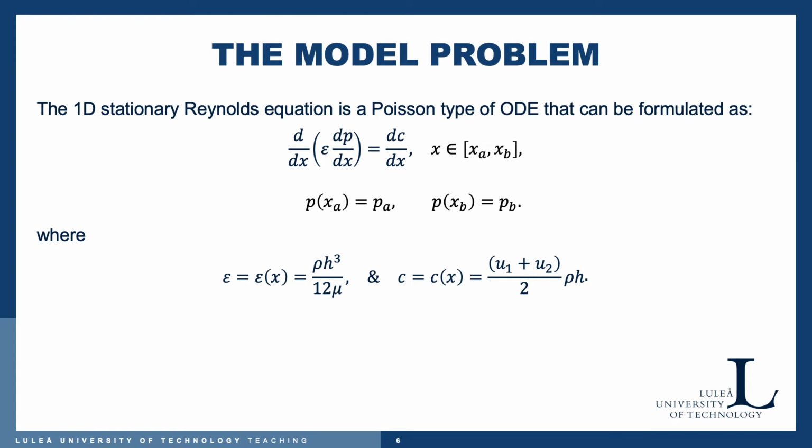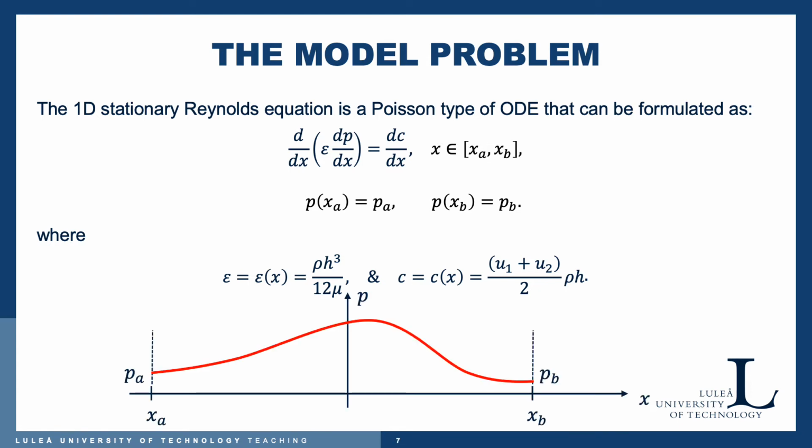Together with the boundary conditions, if we consider them to be of Dirichlet type, so that we know the pressure at each boundary, we can at least numerically solve this problem, and schematically we can obtain a solution looking like this in terms of pressure. So we have the boundary condition p_A at the left boundary where x is x_a, and boundary condition p_B at the right boundary where x is x_b.